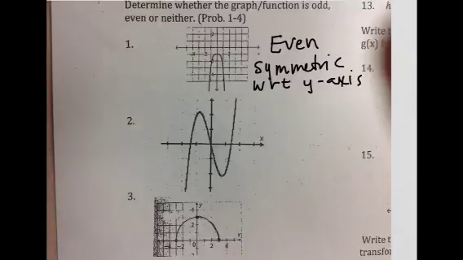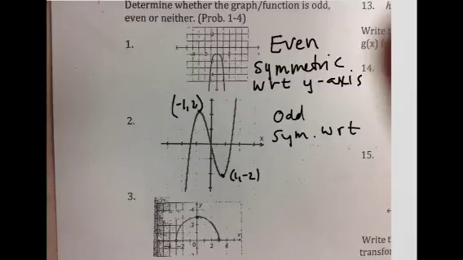Number 2, notice how this one is not symmetric with respect to the y-axis, but if you were to take this half or this half and spin it on the origin, spin it 180 degrees, you would get the other half. Another way to see it is, see how this point right here is 1, -2? Well, there's a corresponding point over here, -1, +2. See how the signs changed on the points? So this one would be odd. And it's symmetric with respect to the origin.